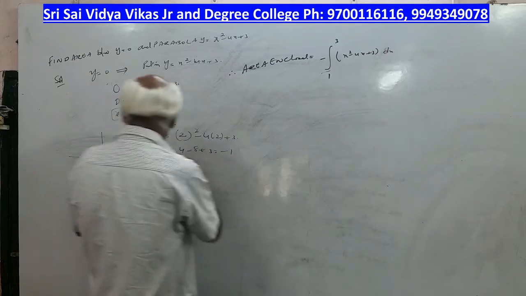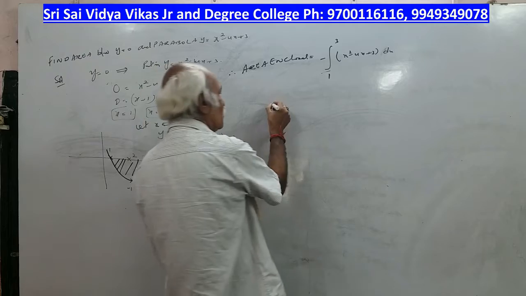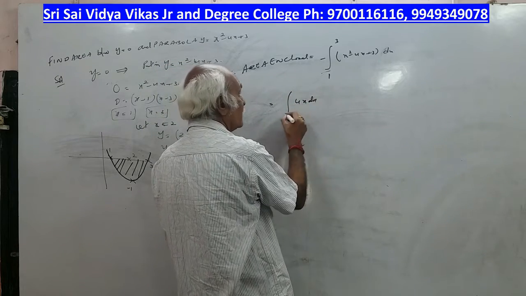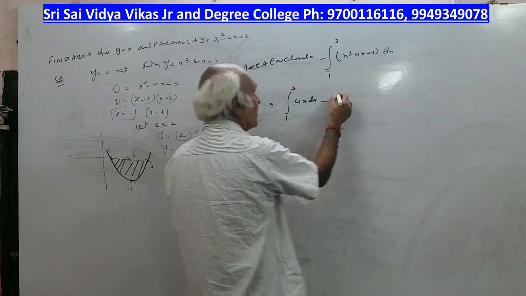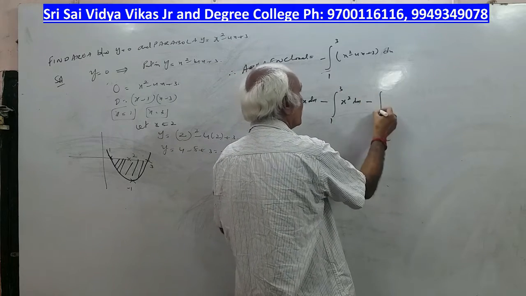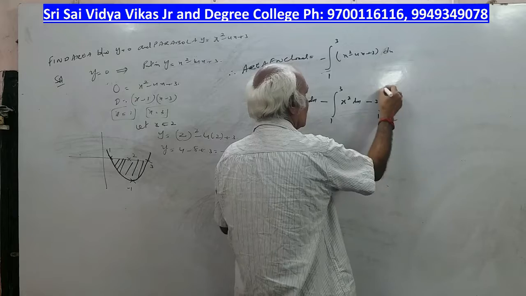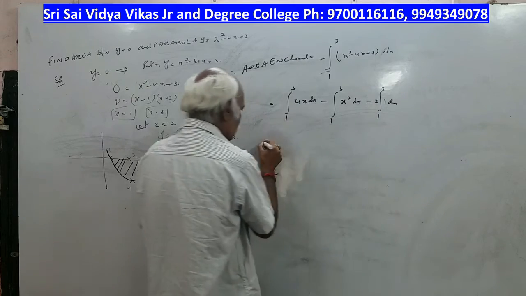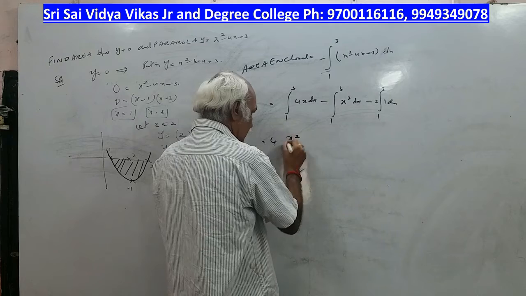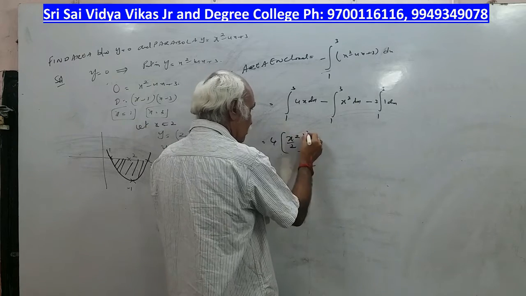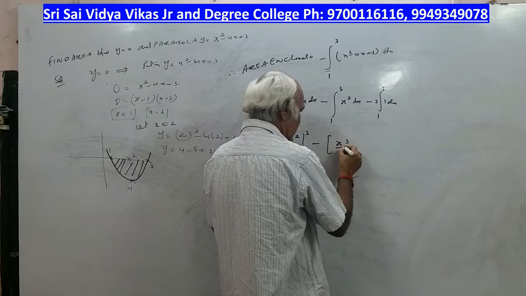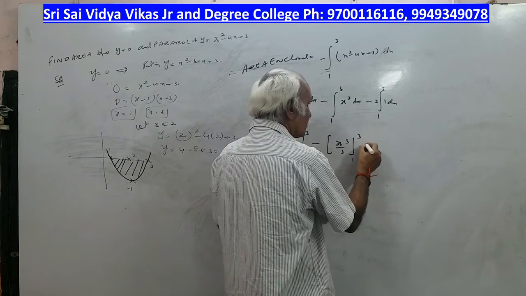So what we have done? We have taken a curve and it is lying on the negative side. So bring the minus sign inside. So what will happen? 4x dx 1 to 3 minus x square dx 1 to 3 minus 3 into 1 dx 1 to 3. So x integration, x square by 2, 1 to 3, upper limit minus lower limit, minus x cube by 3, 1 to 3.